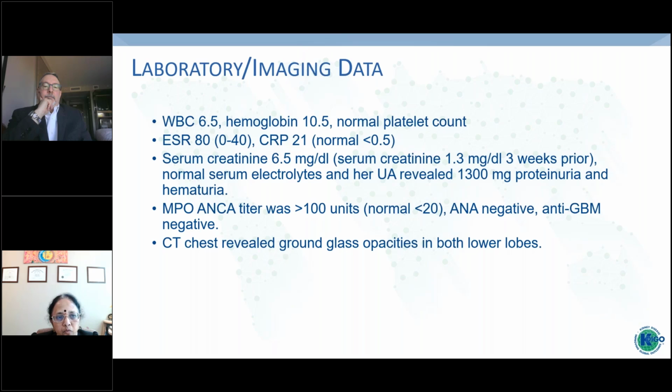Laboratory data revealed a hemoglobin of 10.5 with a normal white count and platelet count, and elevated inflammatory markers with an ESR of 80 and a C-reactive protein of 21. Serum creatinine was 6.5 milligrams per deciliter compared to 1.3 three weeks prior to the presentation, and urinalysis revealed 1.3 grams of proteinuria and an active urine sediment. MPO ANCA titer was positive at greater than 100 units, and the remaining serologies were negative. Chest CT revealed ground glass opacities in both lower lobes.